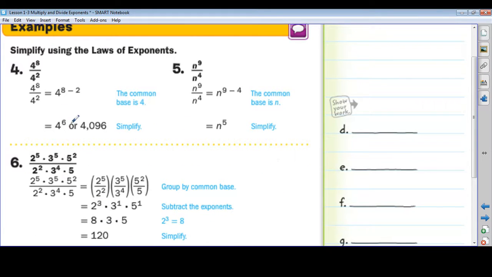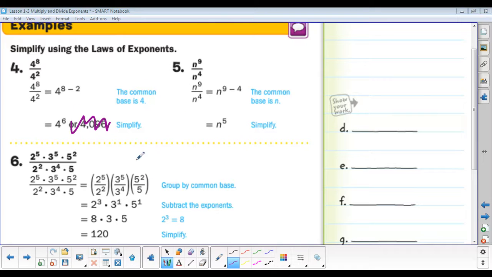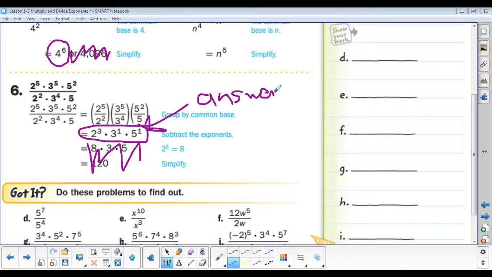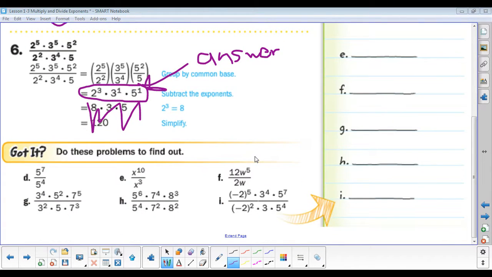So I do not want you to do the number part. I want you to leave it in terms of exponents. The only time I want you to multiply it out is if they're all different. This is the answer I want. Why? Because I don't want you spending a whole bunch of time doing multiplication when what I really want you to be working on is the problem itself.